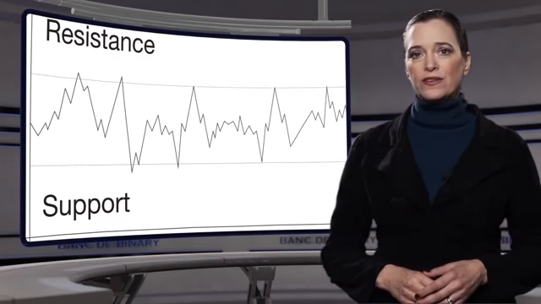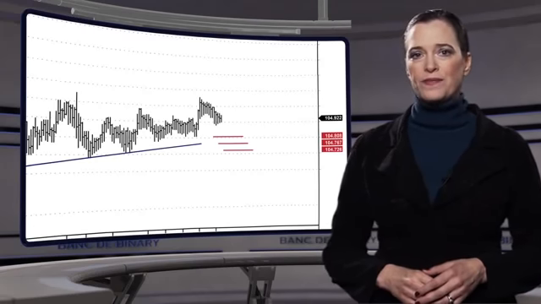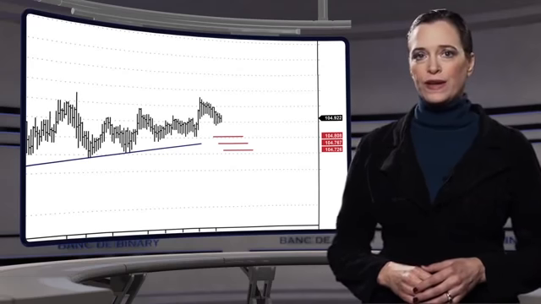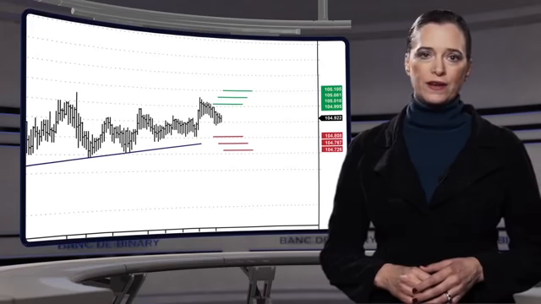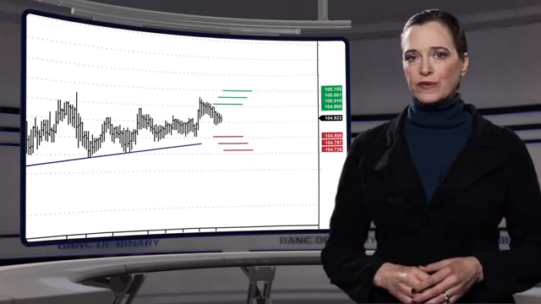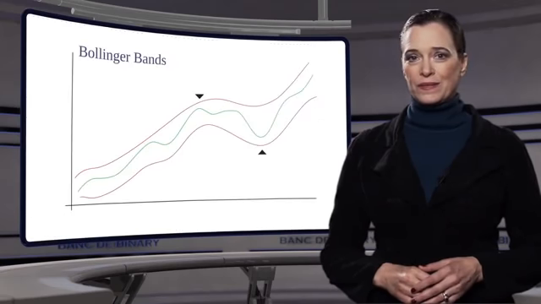Support levels are areas on a chart where the price has bounced back after a decline, shown here in red. And resistance levels show when a price has reversed following an increase, displayed here in green. Once we understand where areas of possible support and resistance lie, it's time to take a look at Bollinger Bands.